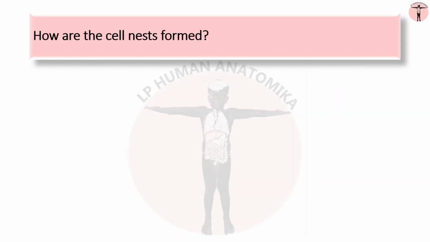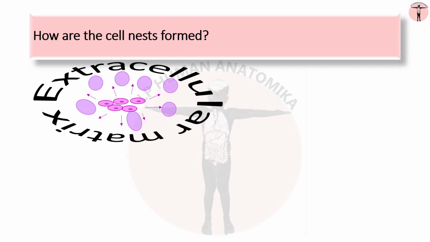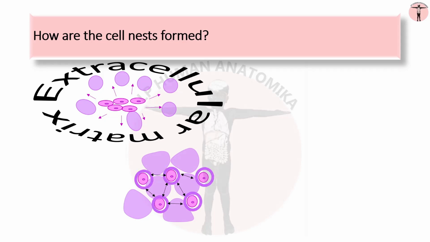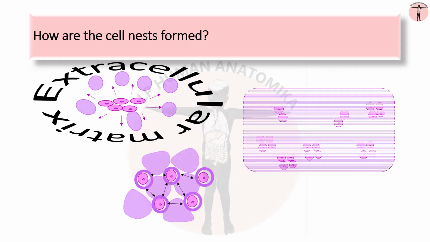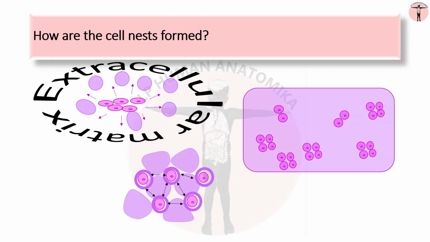How are the cell nests or isogenous groups formed? Or how is cartilage developed? During development, the chondroblasts start producing the extracellular matrix around them. As the matrix starts increasing in amount, the cells start separating from each other and get arrested between the matrix. As these cells start dividing, they multiply into 2, 4 or 8 cells. Since cells are arrested in the matrix, they cannot move away from each other and form a group of mature chondrocytes.